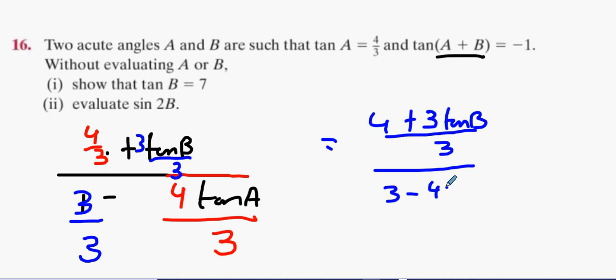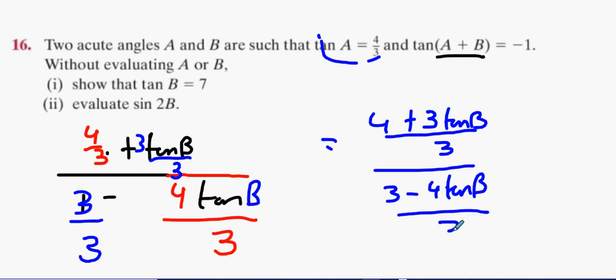Oh, 4 times. No, you're right. Sorry, I made a mistake there. It's not tan A, it's actually tan B, isn't it? Because it gave us tan A as 4 over 3. So I just mistook my A and my B for some reason. Okay, but we're all good.